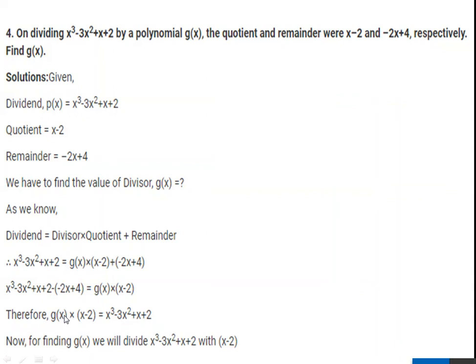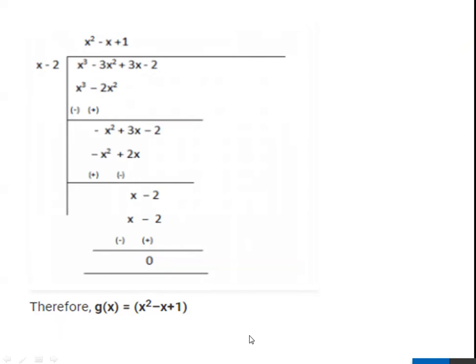Okay. Then you are dividing this answer by the quotient x minus 2. Now for finding g of x, we will divide x cube minus 3x square plus x plus 2 with x minus 2. Same division algorithm, you will get the answer as x square minus x plus 1. g of x is equal to x square minus x plus 1.